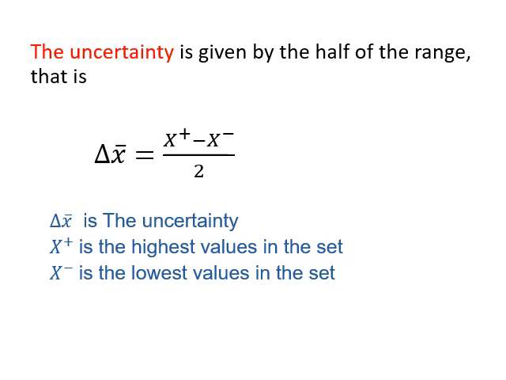Let us put the formula first of all. The formula to evaluate the uncertainty is delta x prime equal to (x plus minus x minus) over 2, where delta x prime is the uncertainty, x plus is the highest value of the data, and x minus is the lowest value of the data.